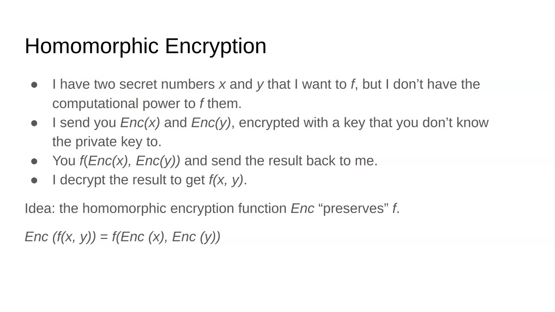And when you run it, whatever result you get, you send it back to me. And then when I decrypt it, I get a result that is equal to me evaluating the function at x and y. So basically you were working on the encrypted data, but when you sent it back to me, I was able to decrypt it. So the encrypted version of the result when you run the function on x and y is still the same thing as when you encrypt x and encrypt y and then run the function on both of them.